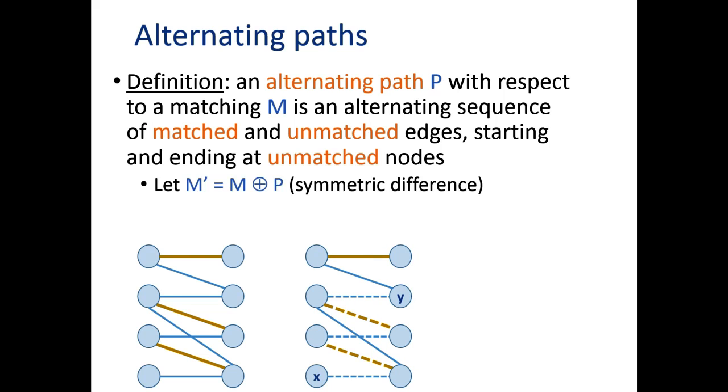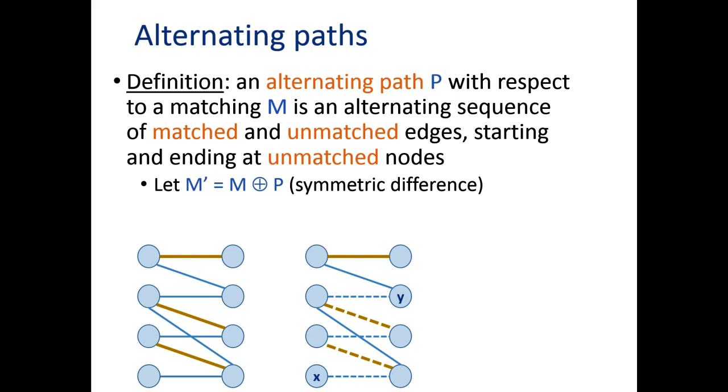Now here's a nice piece of mathematical notation. Let me take my matching and add this path to the matching. What do I mean by adding? Add in the sense of symmetric difference. Meaning, this edge is on the path and not in the matching, so I add it to the matching. This edge is on the path and in the matching, so I remove it, it disappears. This edge is on the path, not in the matching, I add it.